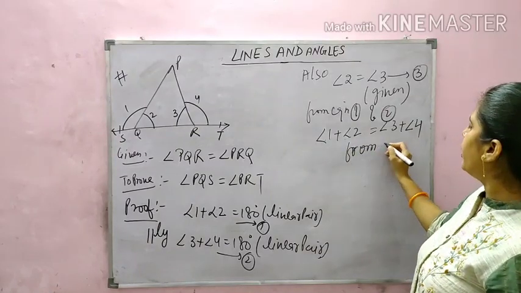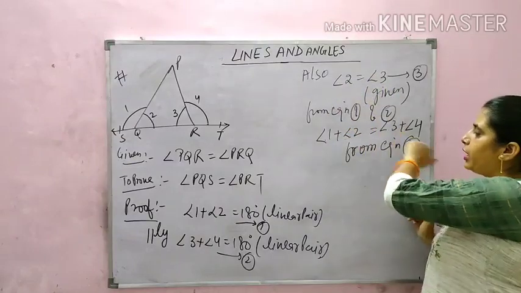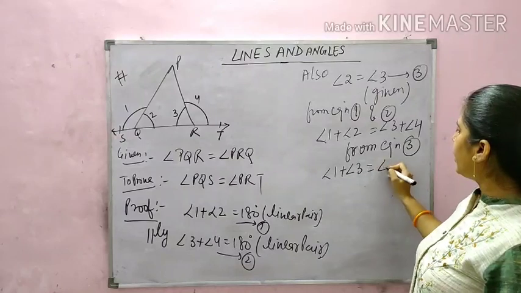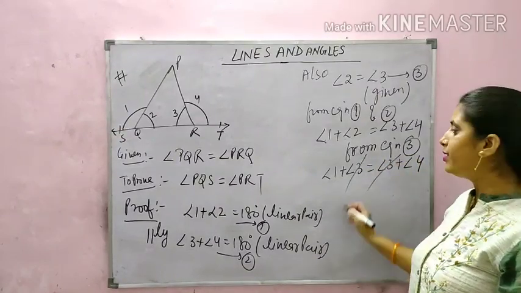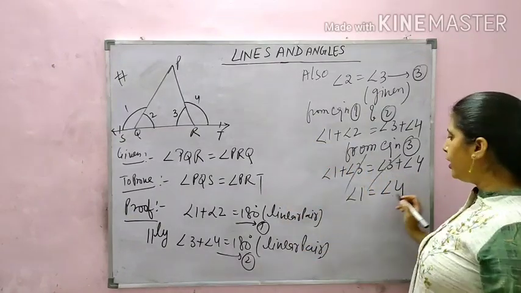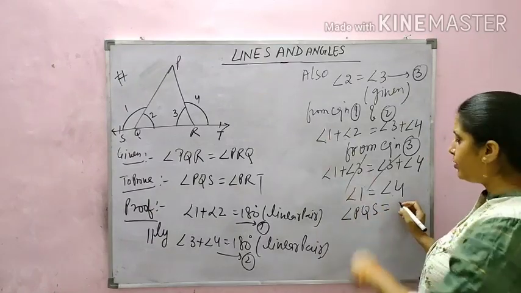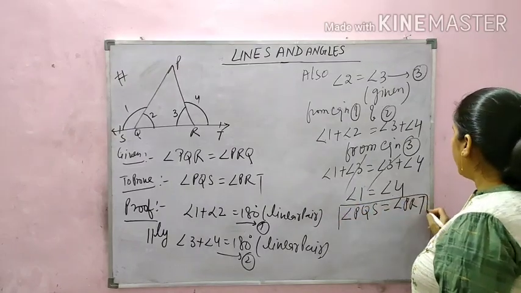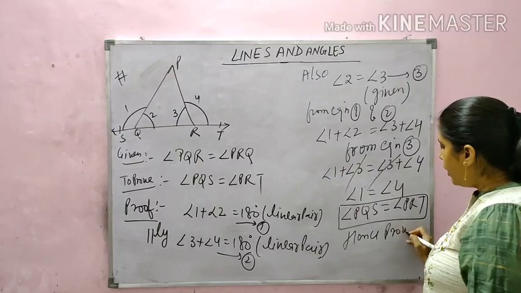Now from equation 3, angle 2 equal to angle 3. Now I am replacing here angle 2 by angle 3. You can replace angle 3 also. Angle 1 plus angle 3, angle 3 plus angle 4. Now see, angle 3 will get cancelled. Angle 1 equal to angle 4. Now here angle 1 is angle PQS and angle 4 is angle PRT. Therefore, we have to prove this relation. In the end, we will write as hence proof.